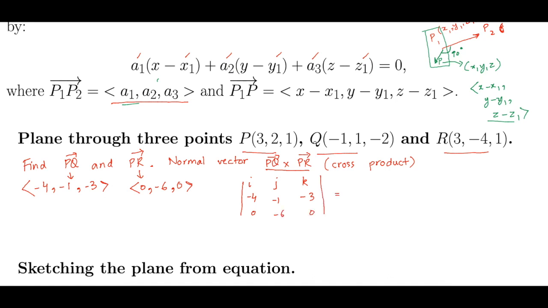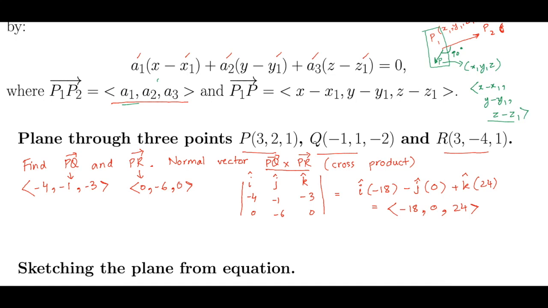Then I have what? These are all unit vectors. For i I have 0 minus 18, so minus 18 here. And then for j, what do I have here? 0 minus 0, so this is 0. And for k I have 24 minus 0, which is 24. So in this notation I can write it as (minus 18, 0, 24), correct? So this is my A1, A2 and A3.